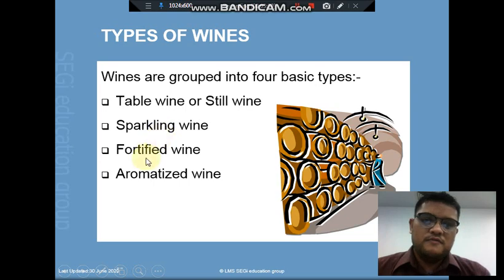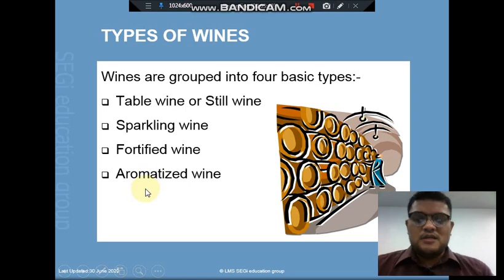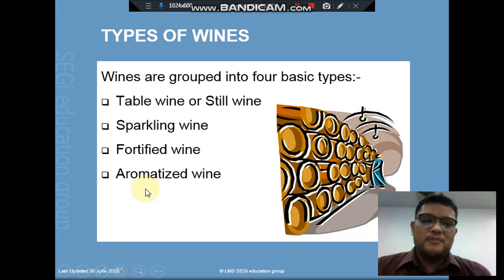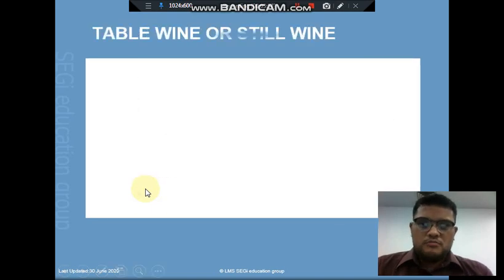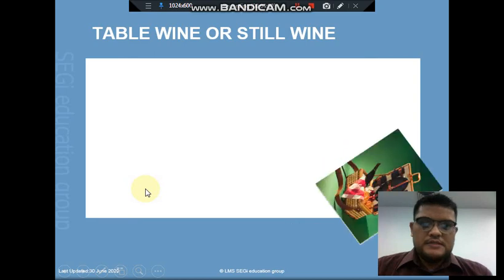And then fortified wine means this wine is added with other elements, which we call spirit. And the last one is aromatized wine. Aromatized wine means wines with spirit plus some aromatic flavors. So we go into number one, table wine or still wine.